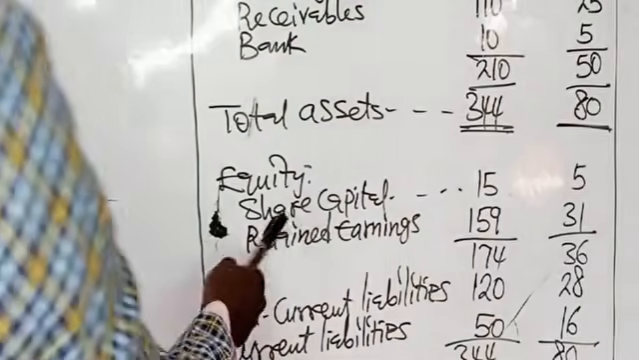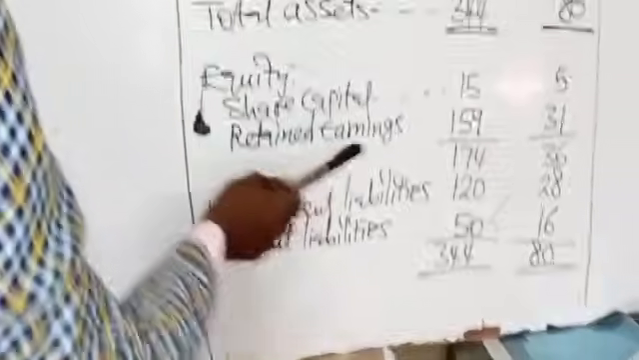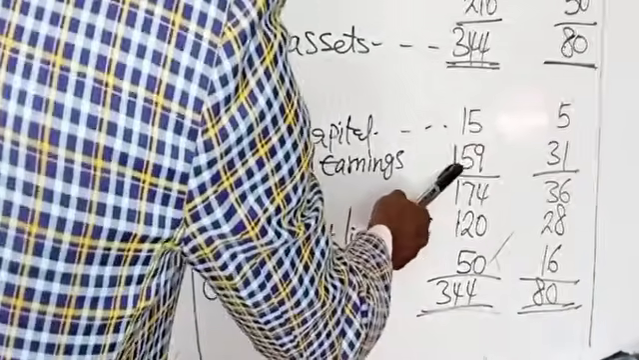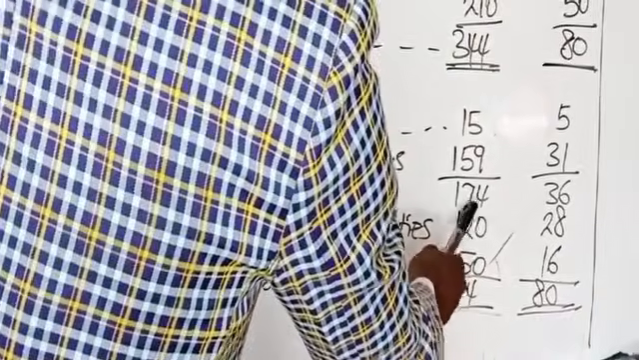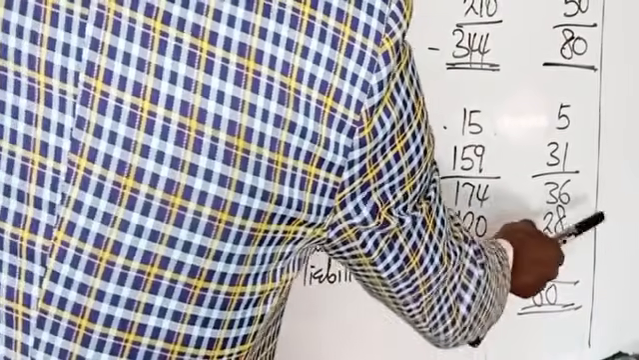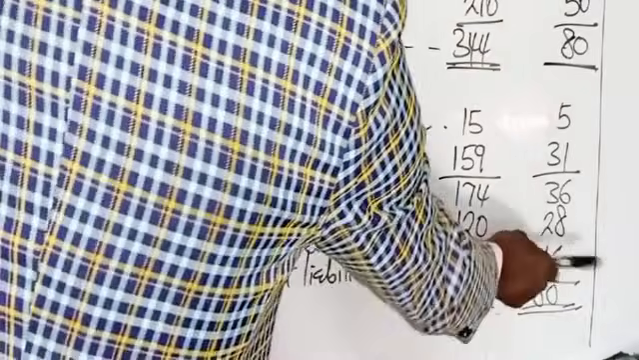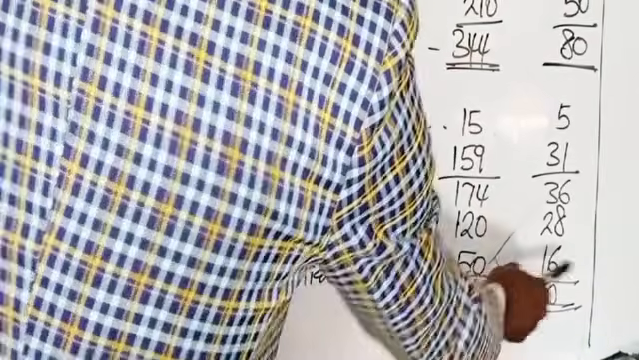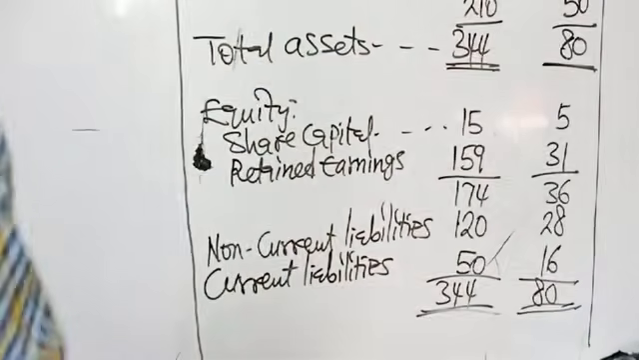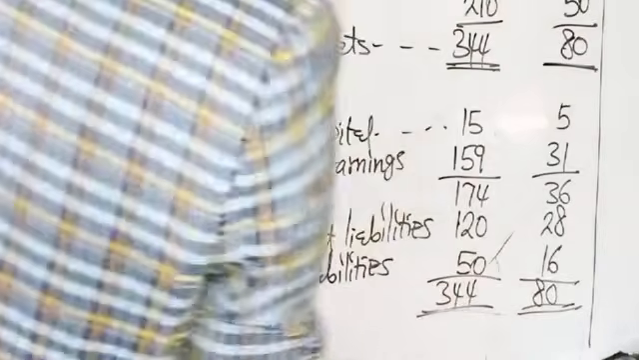Equity: share capital, Hertz 15, Safety 5. Retained earnings, Hertz 159, Safety 31. Total equity 174 for Hertz and 36 for Safety. Non-current liabilities, Hertz 120, Safety 28. Current liabilities, Hertz 50, Safety 16. Total equity and liabilities, Hertz 344, Safety 80.